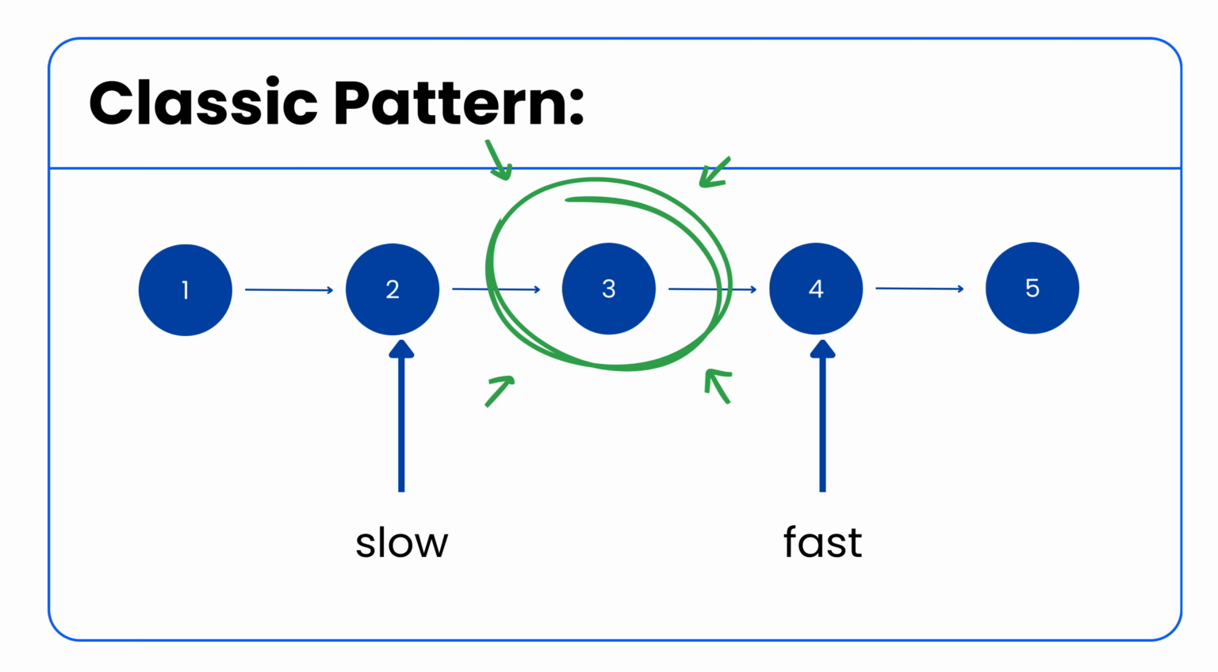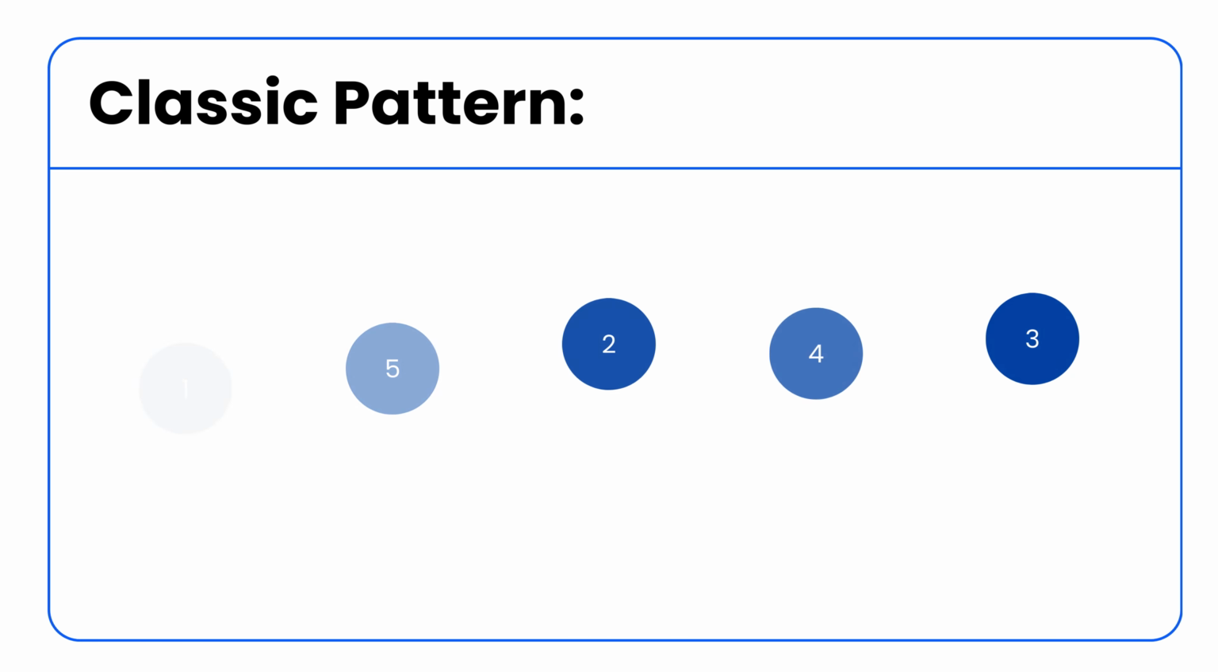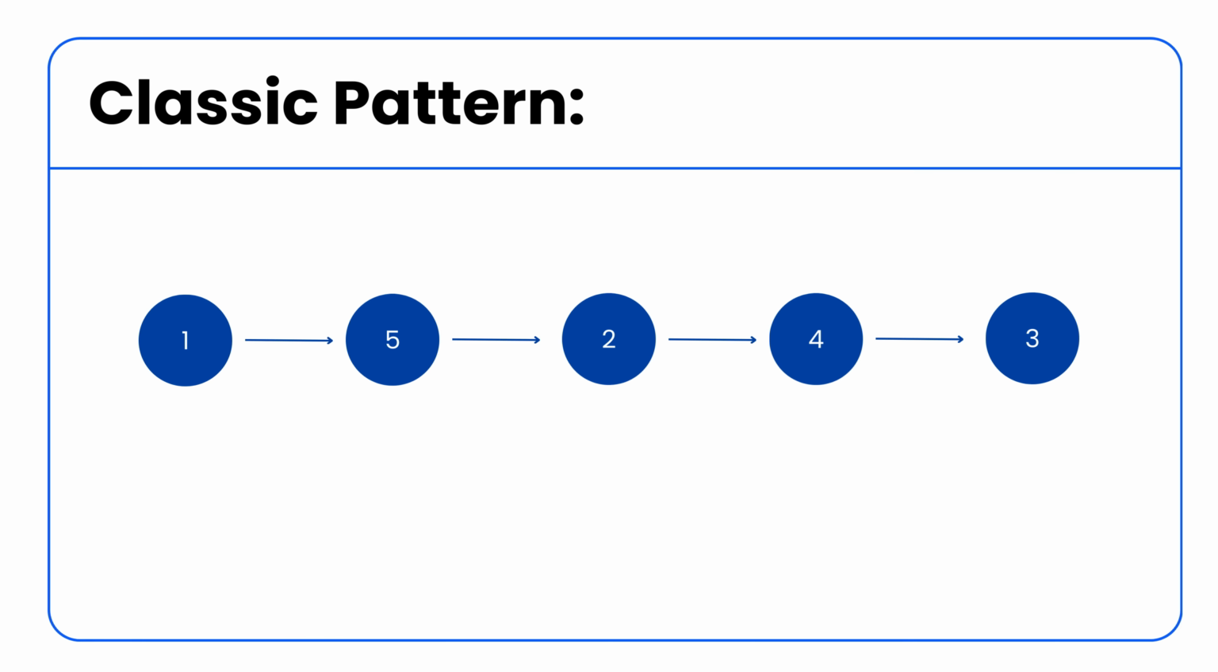Let's break it down further. After splitting, you have two sublists. First, 1 2 3. Second, reversed, 5 4. You then weave them together: 1 5 2 4 3. Edge cases, even or odd length lists, single node lists, should remain unchanged.